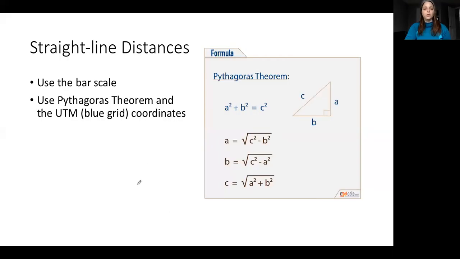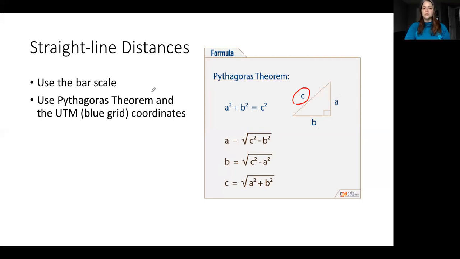All right, so again, like I said, you could use the bar scale, and the other way we're going to talk about right now is using Pythagoras theorem. So this is that formula, right? We're trying to find the distance of c. That's the straight line distance, or the hypotenuse in our example. So that means we need to come up with what a is and what b is. And again, Pythagoras theorem is a squared plus b squared equals c squared.